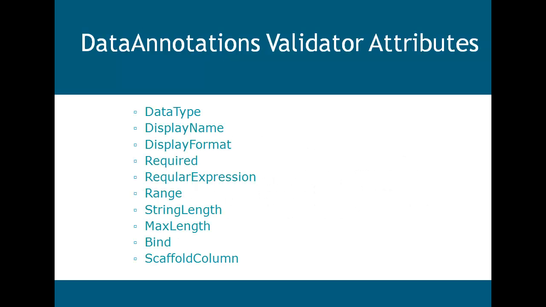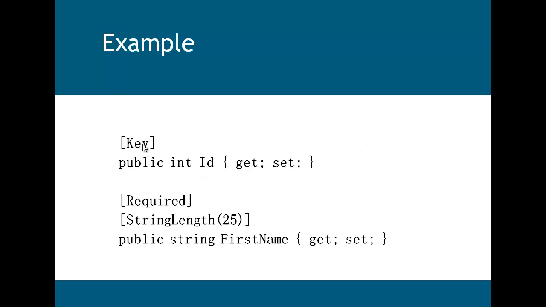So, what are the validator attributes? DataType, DisplayName, DisplayFormat, Required, RegularExpression, Range, StringLength, and so on. For example, this is the Key attribute. In this case, this is the primary key. This is the Required attribute and the StringLength attribute. That means this field is required, and string length means the maximum length of the first name should be 25.